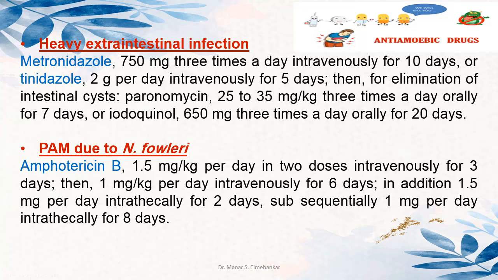In case of primary amoebic meningoencephalitis due to Naegleria fowleri, the drug of choice is amphotericin B 1.5 mg per kg per day in 2 doses intravenous for 3 days. Then 1 mg per kg per day intravenous for 6 days. In addition, 1.5 mg per day intrathecally for 2 days, and subsequently 1 mg per day intrathecally for 8 days.